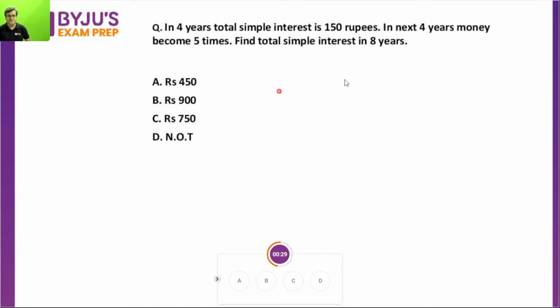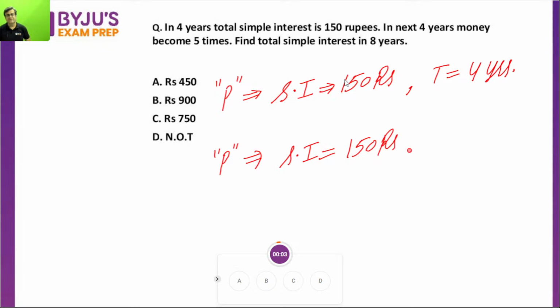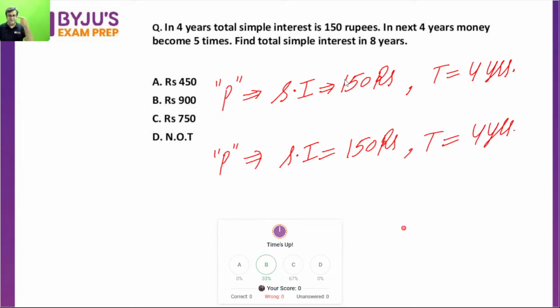Simple interest is 150 rupees, whatever the principal is. It is giving you simple interest as 150 rupees in 4 years. If principal is P, simple interest is 150, time is 4 years. If principal is P, simple interest is 150 rupees, time is again 4 years. But they are saying the time is the same, but the principal becomes 5 times.